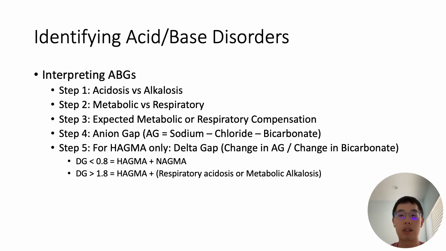In step 4, we calculate the serum anion gap. Remember the formula being the serum sodium, minus the chloride, minus bicarbonate. And in step 5, if we have identified a high anion gap metabolic acidosis from step 4, then we can calculate the delta gap to see if there are any additional acid-base disturbances ongoing.